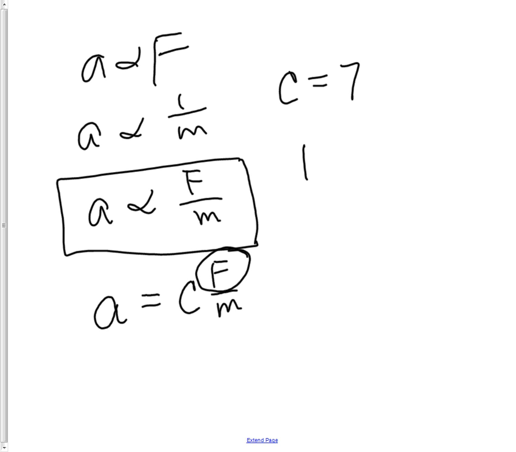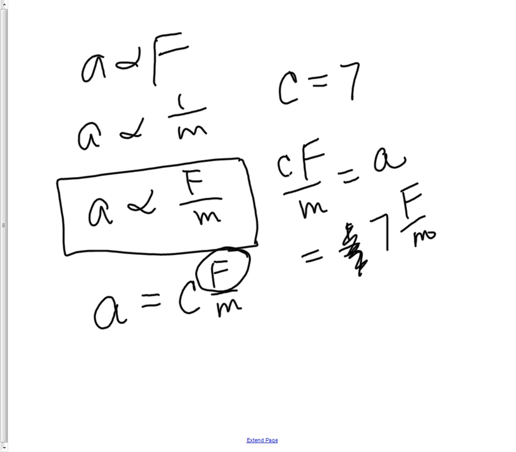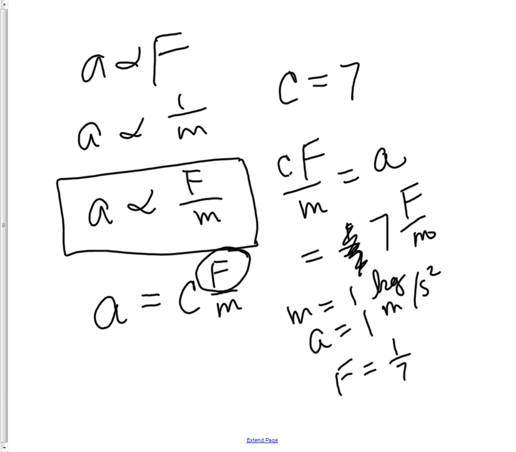That would tell me that Newton's second law now could be written as C F over M is equal to acceleration, which is equal to 7F over M. Okay, so suppose that M equals 1 kilogram and A equals 1 meter per second squared, then the force would be equal to 1/7 units of force.